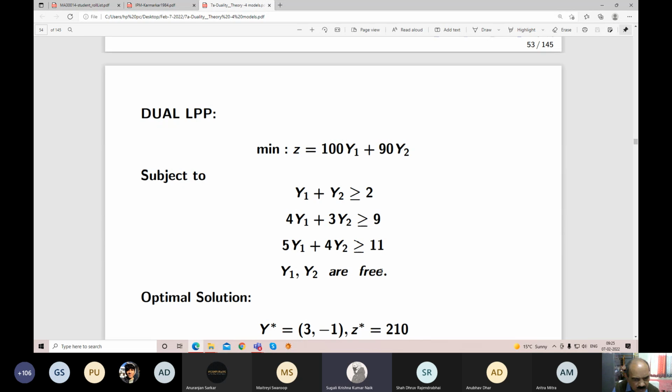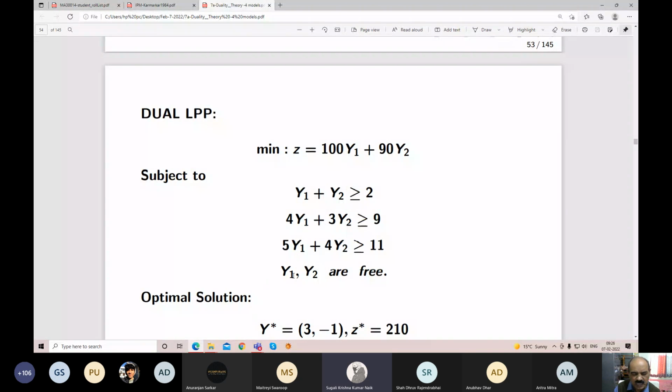Free means what? Tell me. If I am saying y1, y2 are non-negative, how to solve this problem? Which method will apply? y1, y2 are greater than or equal to 0. Let us say the last line is not there, nothing is mentioned. Nothing is mentioned means it is free. Please remember, if it is hidden, suppressed, then both are free.